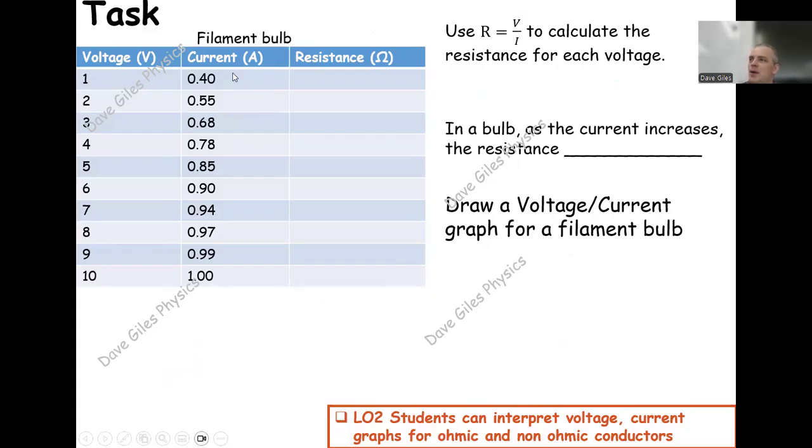An example is a filament bulb, the kind you might have in your living room, or probably more of an old-fashioned one. All I want you to do is calculate the resistance for each of these voltages. The independent variable is the voltage. The dependent thing we're measuring is the current. Now we're going to work out the resistance. I'll put the answers on, and you can see that in a bulb, as the current increases, the resistance also increases. We're going to look at why in a second.